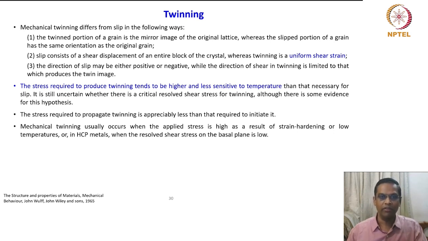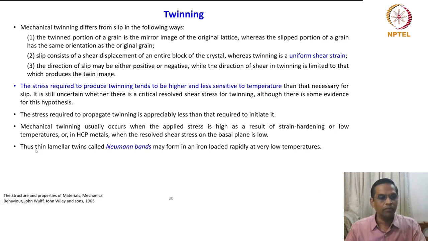whether it is BCC or FCC, when such a situation arises, or alternatively, it can be a low temperature in the normal cubic systems we are considering, or it has to be HCP metals. So why are we referring to HCP metals? Because HCP metals are characterized by a very small number of slip systems as compared to the cubic systems. This is also another condition. So that's why mechanical twinning occurs in a restricted manner. That is a point I want to emphasize here.